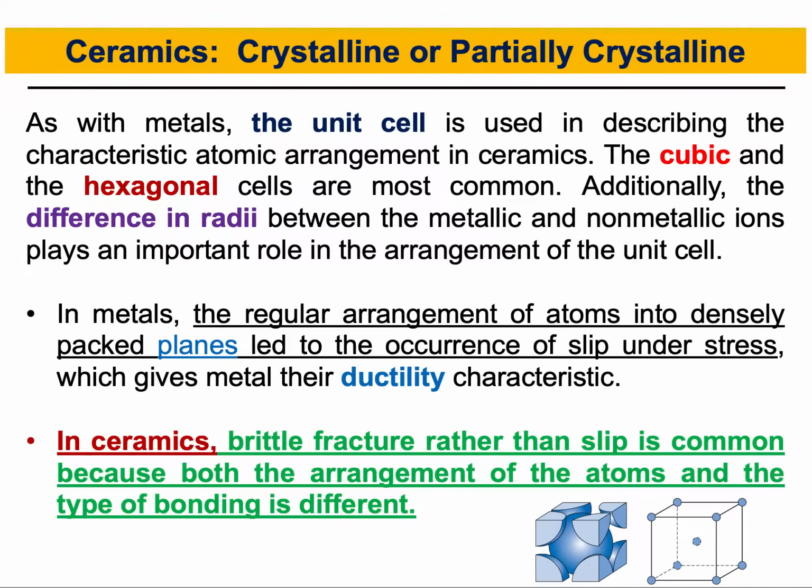Just like in metals, we have something called a unit cell, that is an arrangement of atoms that repeats itself inside the material. The same thing happens in ceramics as well. Ceramics are also made of unit cells, and they are used to describe the characteristics of the atomic arrangement in the ceramic. How atoms are arranged, how many of them, and in which orientation decide the characteristics of the ceramics. In ceramics, the cubic and hexagonal cells are most common.